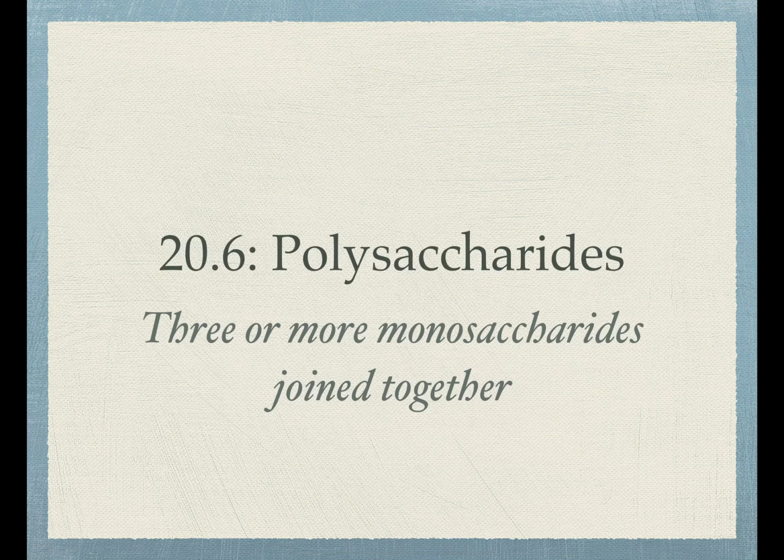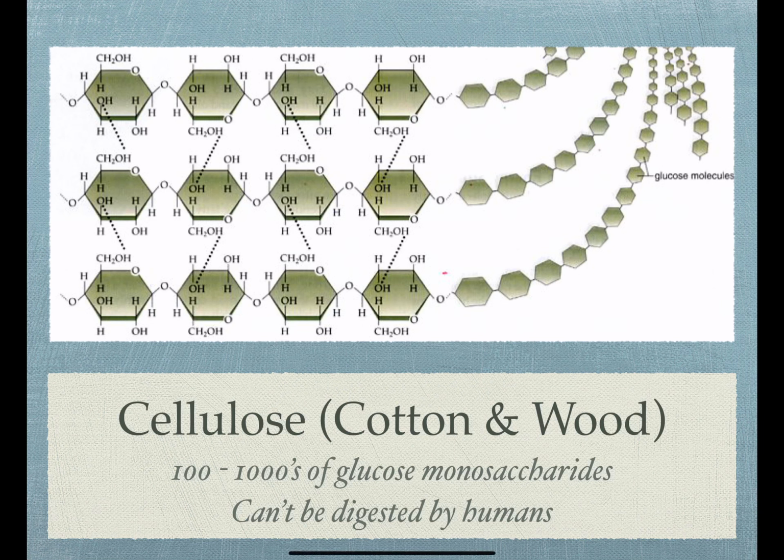Polysaccharides are molecules that are made up of 3 or more monosaccharides that are connected by glycosidic bonds. We're going to look at 3 different types of polysaccharides, starting with cellulose. Cellulose contains hundreds to thousands of glucose molecules that are connected by glycosidic bonds, which we're going to look at in a second.